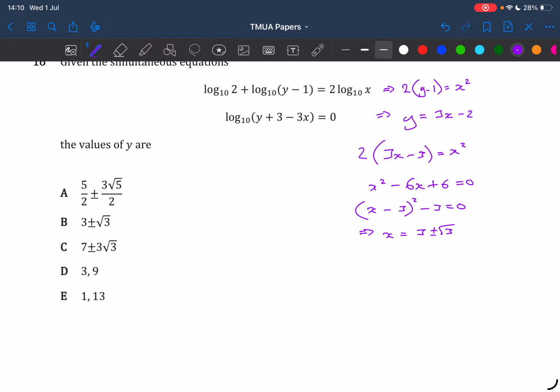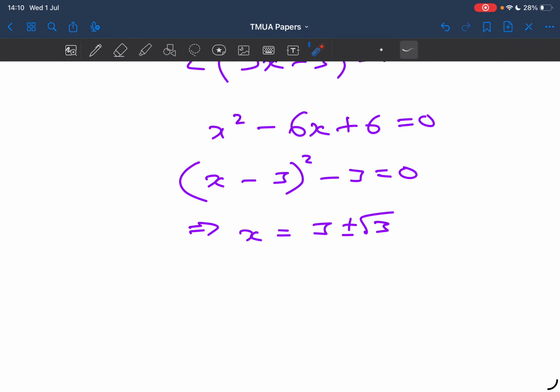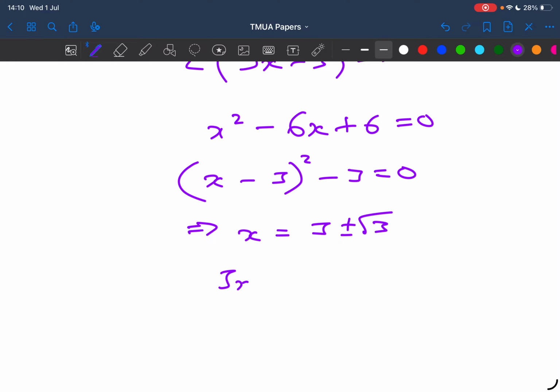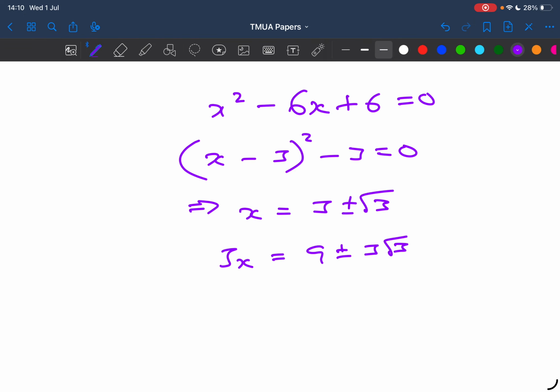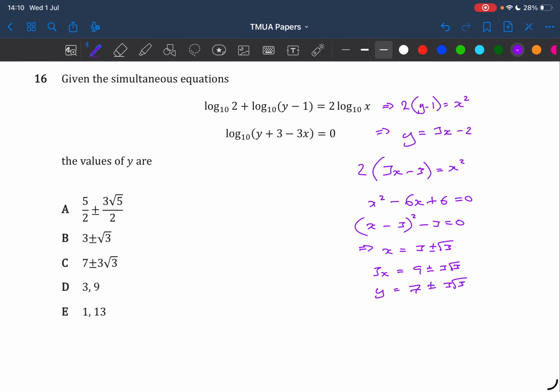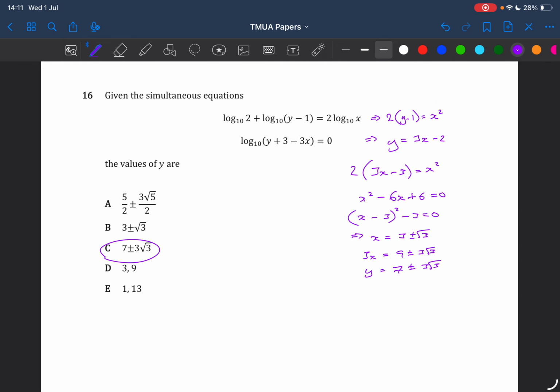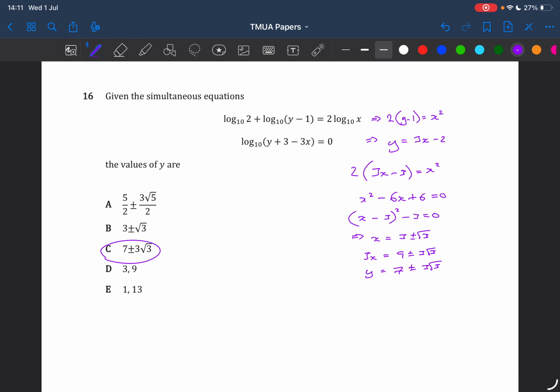That's for x. We want to find y then. So we need to times that by 3 and take away 2. So times it by 3 would be 9 plus or minus 3 root 3. Would it take away 2? Yeah, take away 2. So y will be 7 plus or minus 3 root 3. Yep, looks good. Looks very good to me.